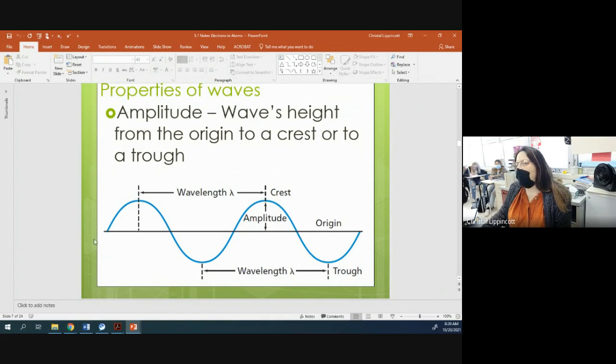FM stands for frequency modulation, so they're changing the frequency of the wave. With AM, they transmit at the same frequency, but they change the amplitude of the wave. So AM stands for amplitude modulation. It's just how they change it up.